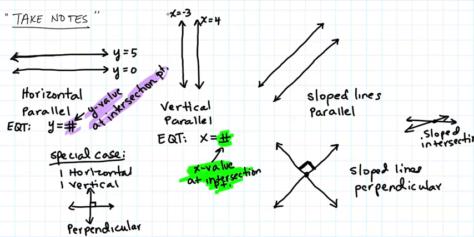So two equations with x's would be parallel. Two equations with y would be parallel. Now for sloped lines, it's y equals mx plus b and y equals mx plus b. In order for them to be parallel, the slopes have to be equal.